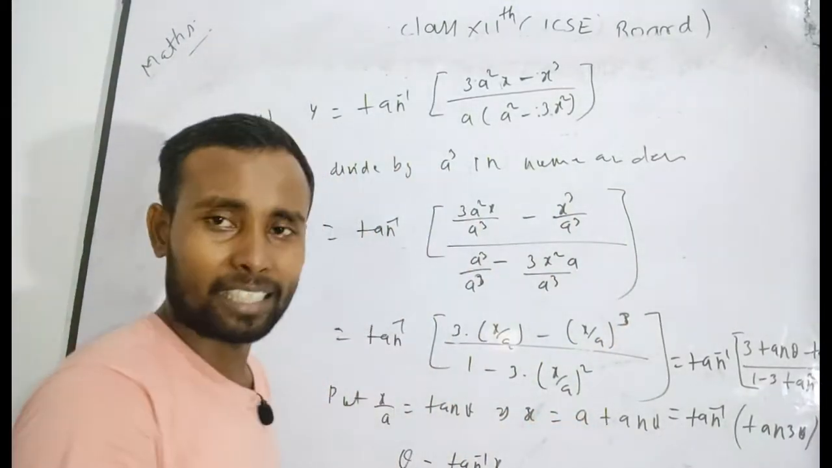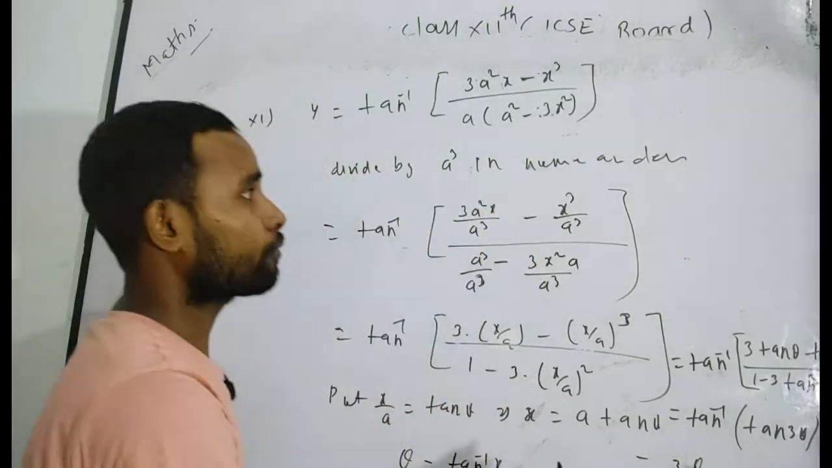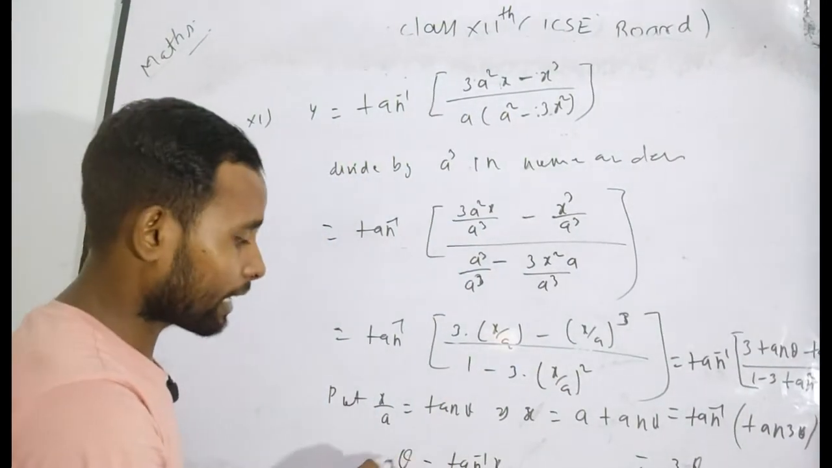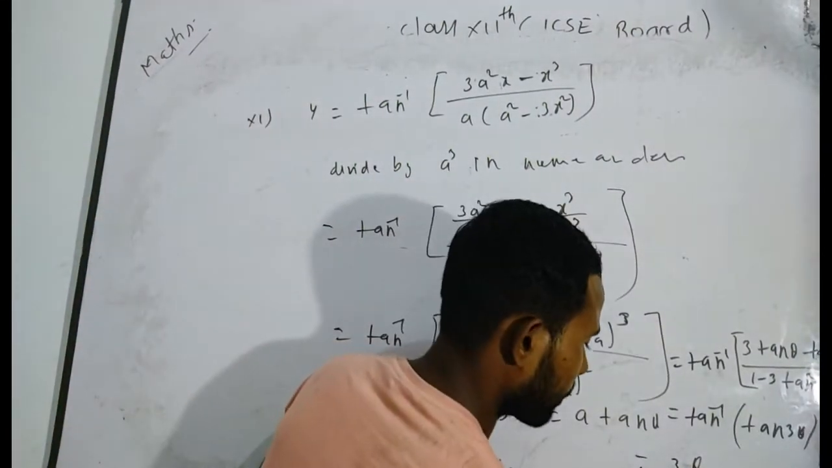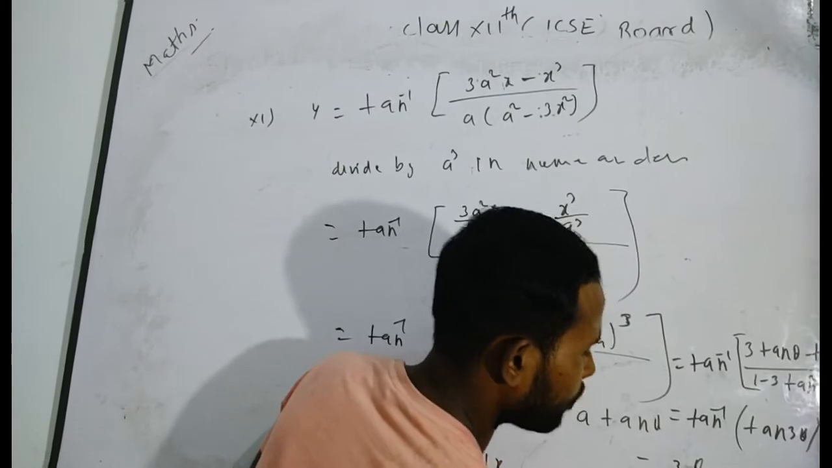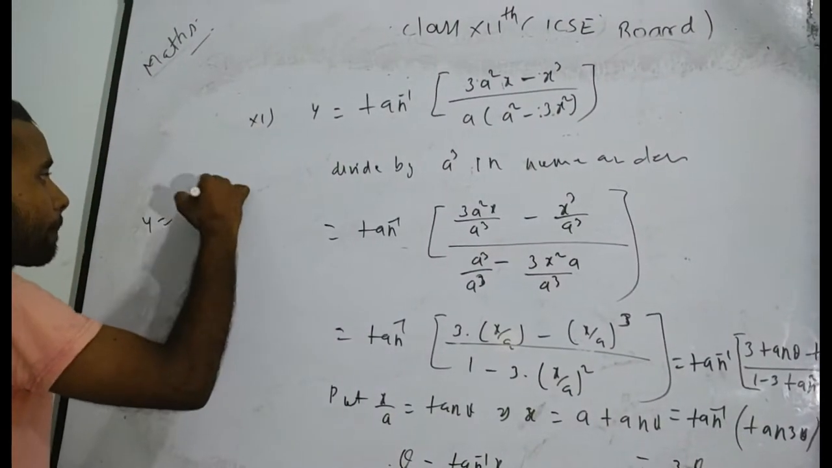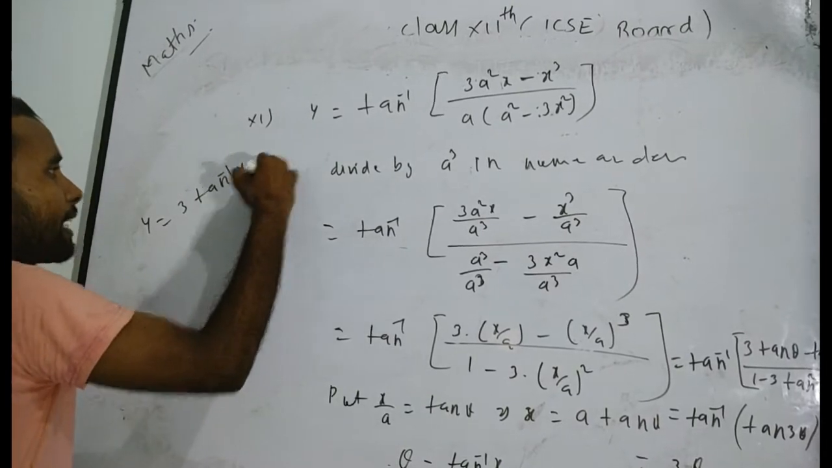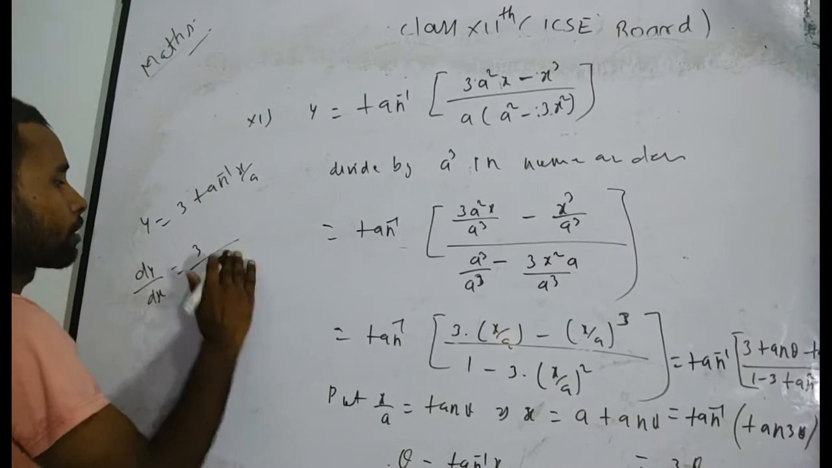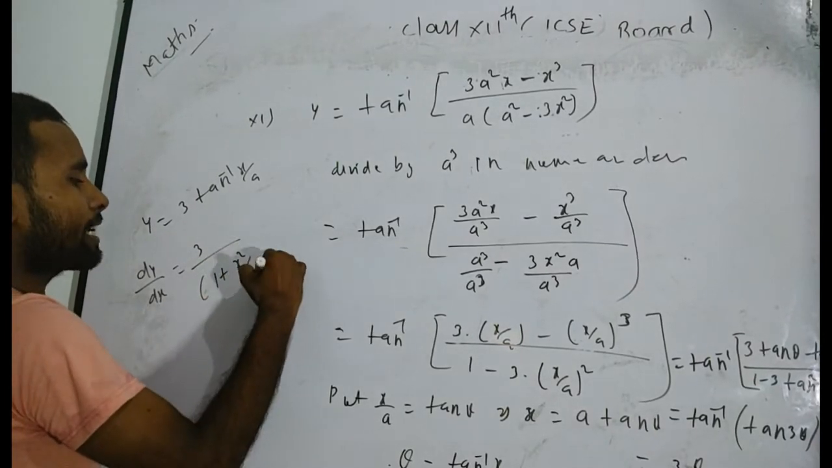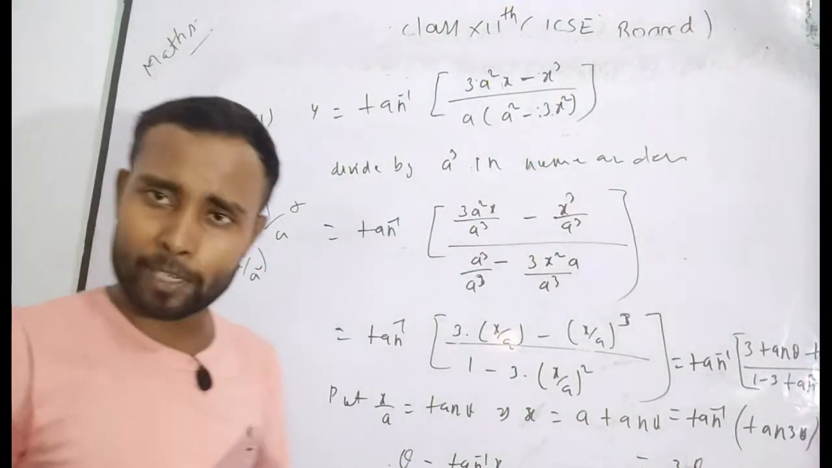Tan inverse tan 3 theta will be what? 3 theta. 3 into the value of theta. As you know that I have got theta is equal to tan inverse x by a. So it will be 3 tan inverse x by a. Now simply you have to differentiate. That means you finally get here y is equal to 3 tan inverse x by a. So derivative of it you will get 3 by (1 plus x square by a square) into 1 upon a, because firstly you have to differentiate tan inverse x by a with respect to x by a.